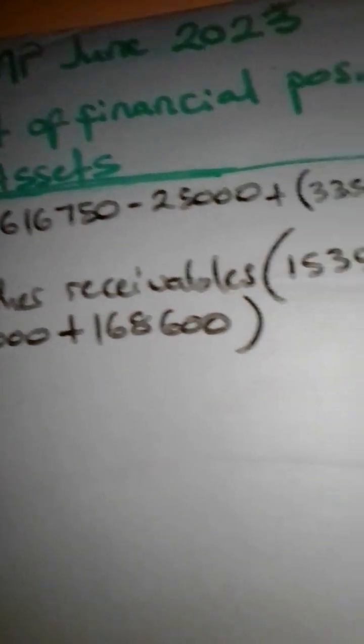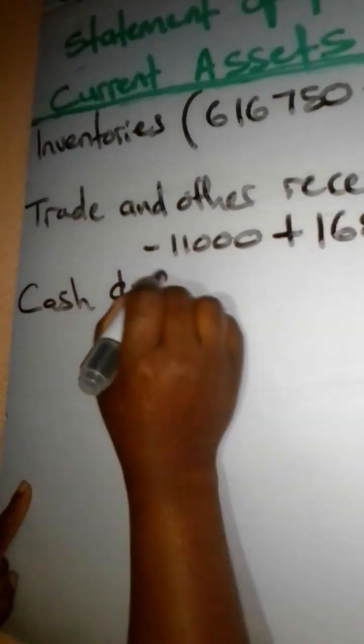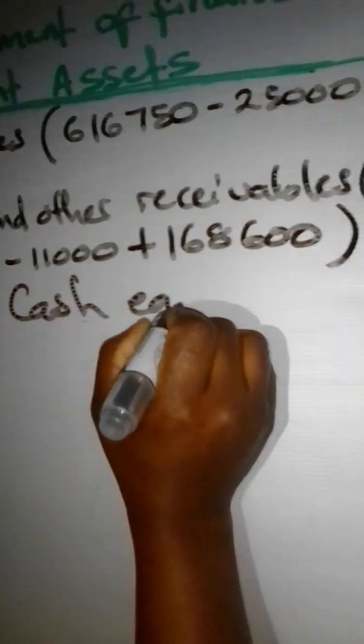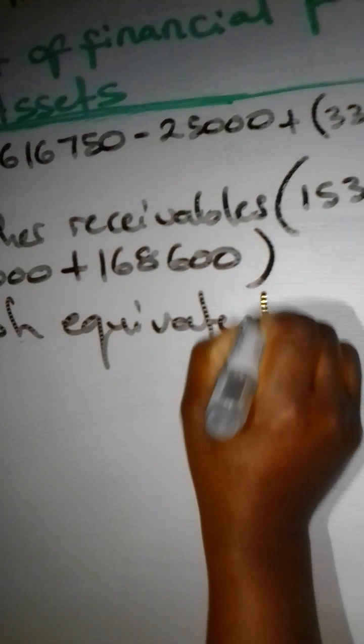Let's add everything and find out how much it is now. How much is the total? It will give us 332,350. Okay, now we are going on to the last item, the cash and cash equivalents.